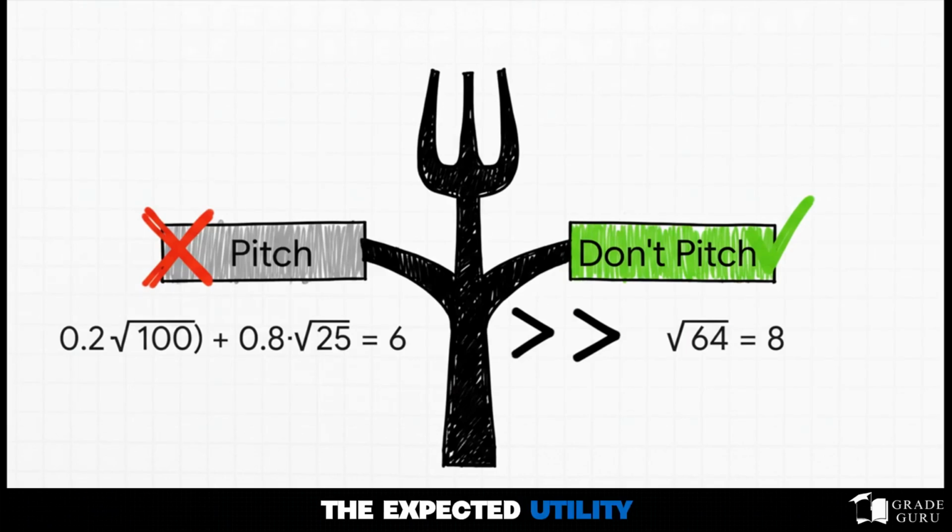The expected utility of pitching comes out to 6. The utility of not pitching is just the square root of 64, which is 8. And since 8 is bigger than 6, the certain option gives her more utility. So the final answer is Zoe will not pitch.